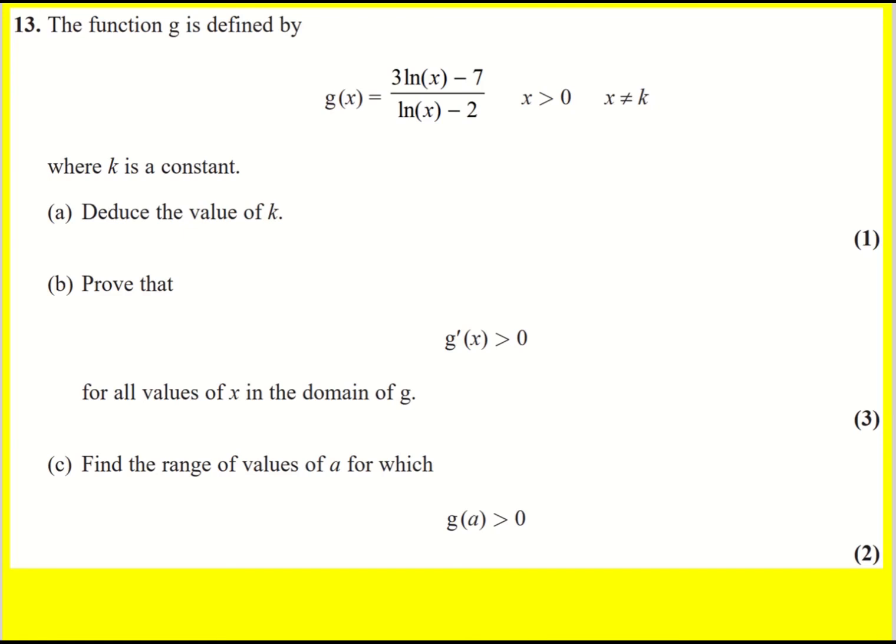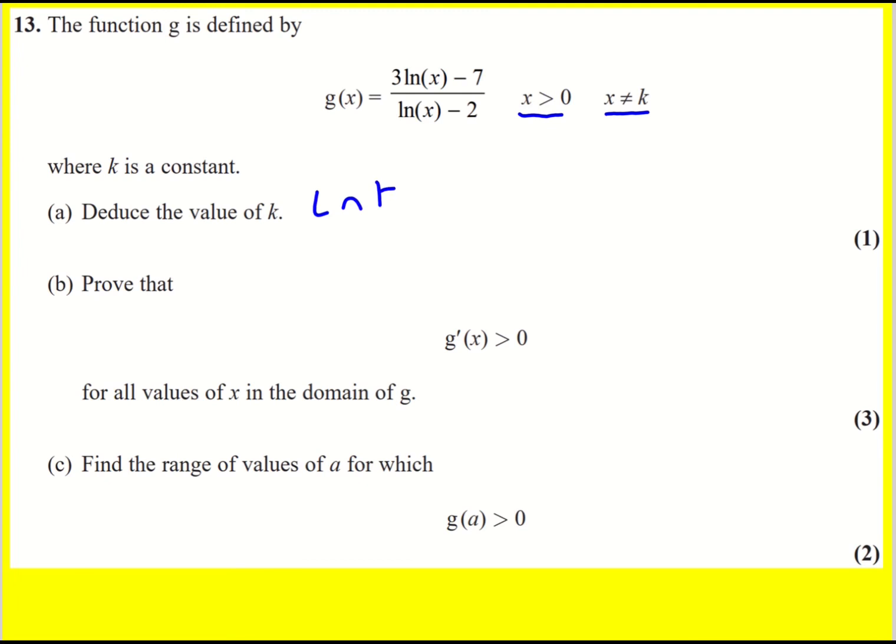Function g is defined by this. We've got some logs dividing each other. Told that x is greater than 0, x can't equal k. Deduce the value of k. So k is going to be when the function's not defined. It's going to be when the denominator is 0.